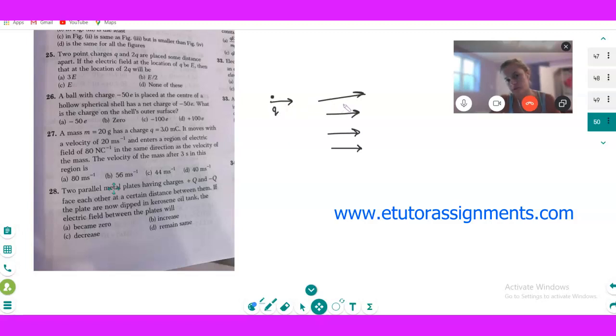It goes into this field now. What happened? Which direction will it move? Will the force act in the same direction, or in the other direction? Think and then tell me. It's a positive charge. So I think the same direction. No, it's going to go in a different direction.